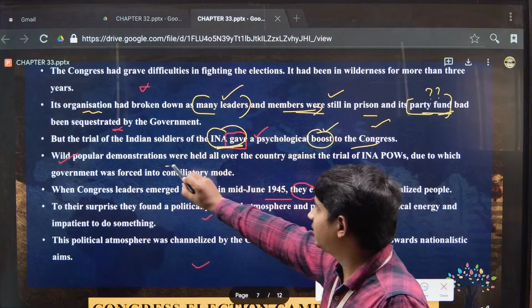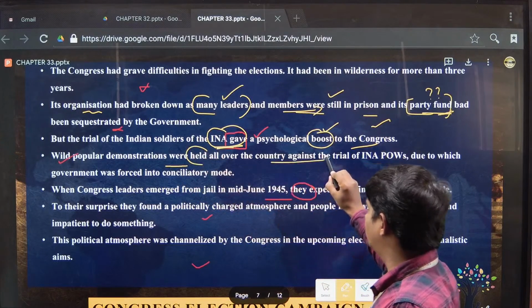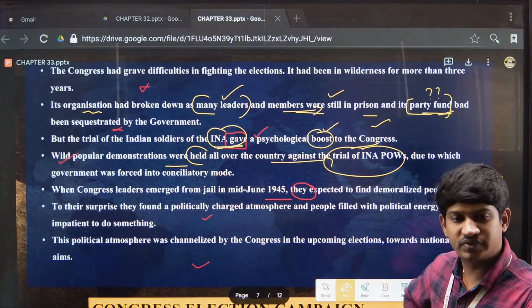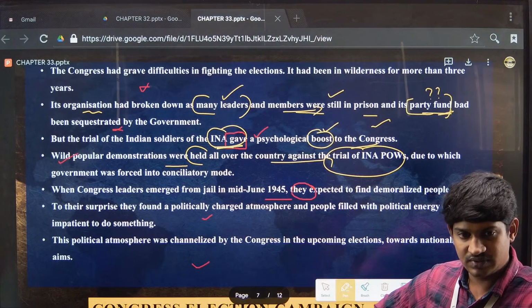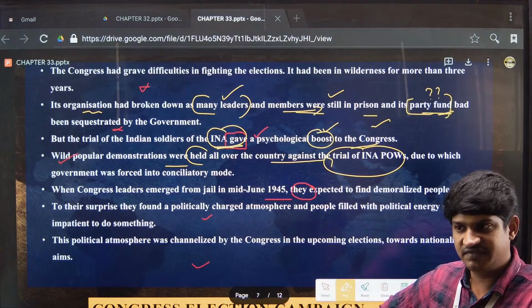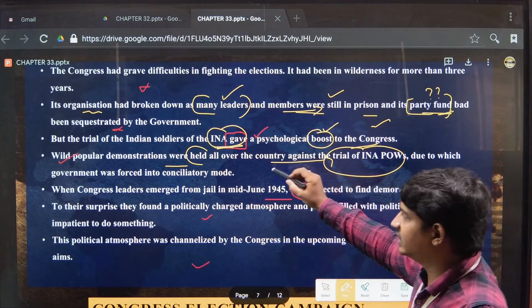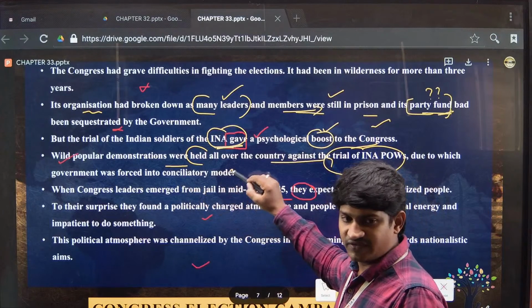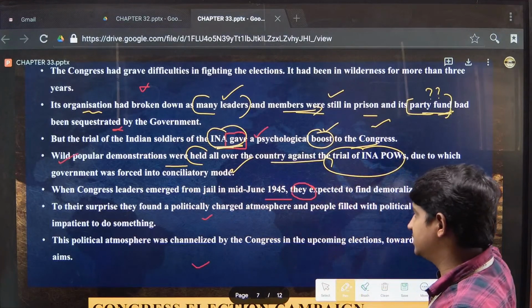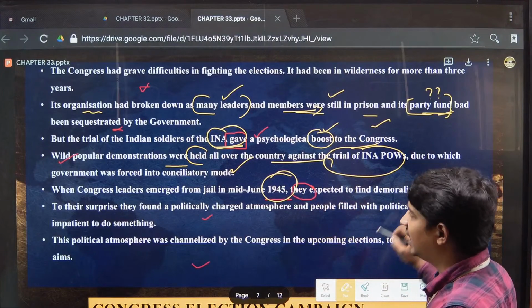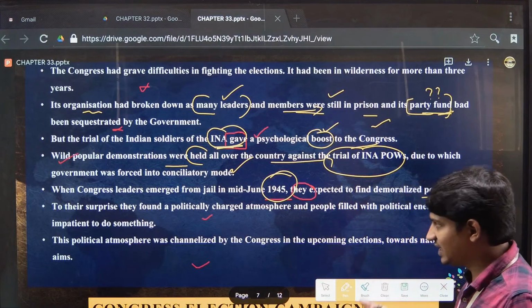And wild popular demonstrations were held all over the country against the INA trials. So when that happens, okay, even if we go to jail for 3 years, people were actively taking part in the freedom struggle. So this convinced the leaders of the Indian National Congress and forced them to contest in the elections. So in June 1945, everyone comes and they contest in the election.